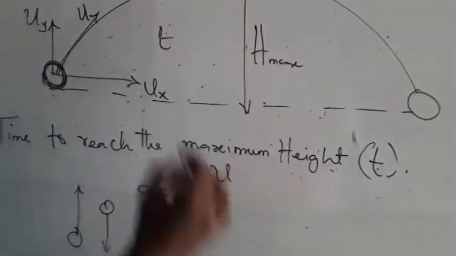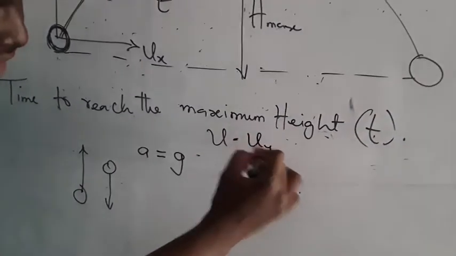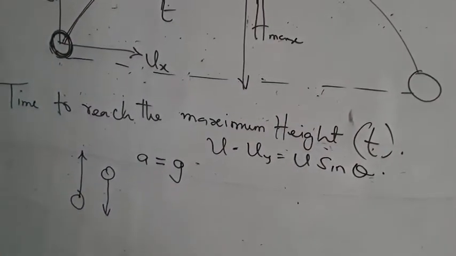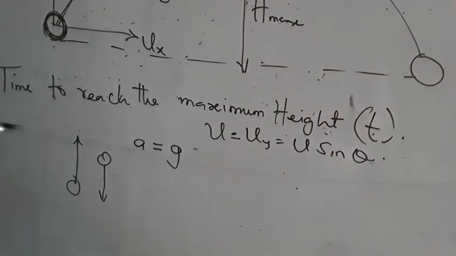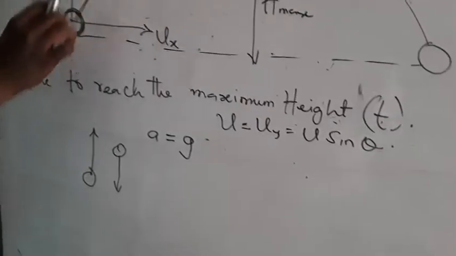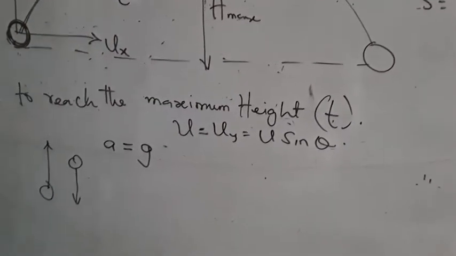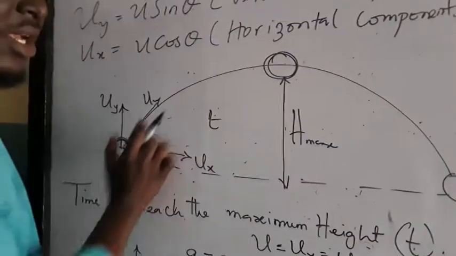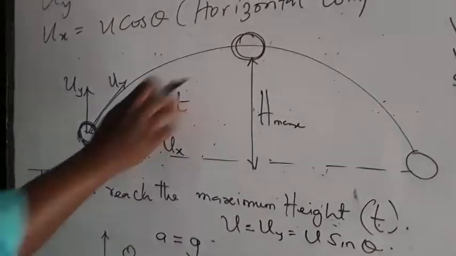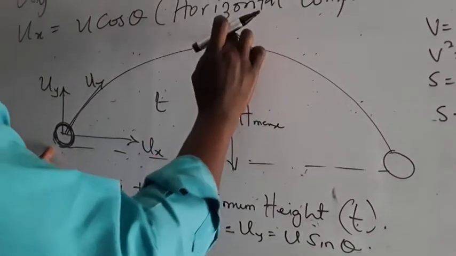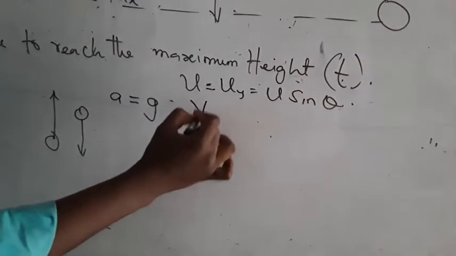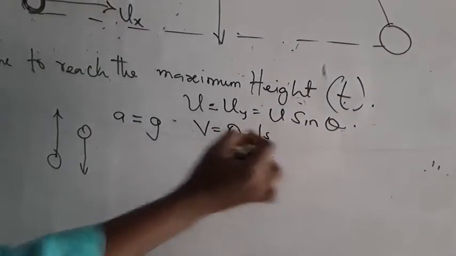So our initial velocity here will be UY, which is equal to U sine theta. It varies, because I told you that a body that is displaced vertically upward moves with an initial velocity. Note that. Now, what would be the final velocity of this motion? Because we are looking at it reaching the maximum height, the final velocity becomes zero. V equals zero. At this maximum height, V equals 0 meters per second. Right?